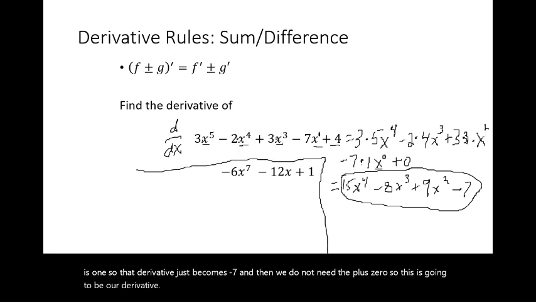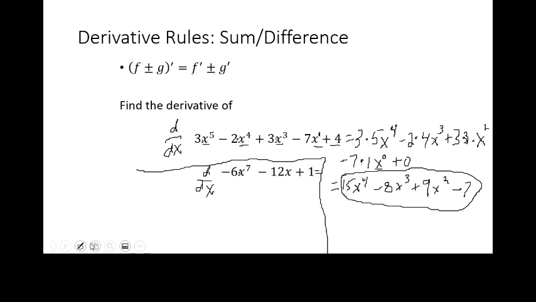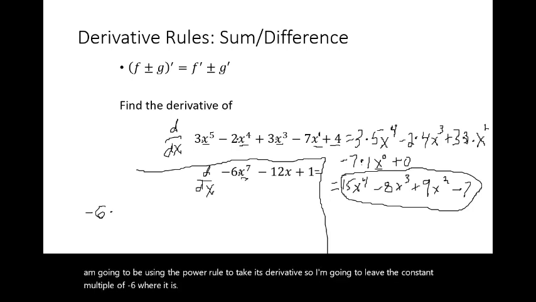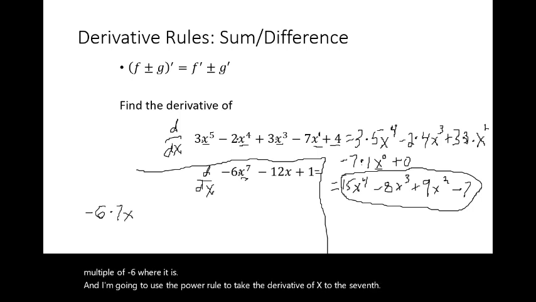So then for this next one, if we are taking the derivative, because all of these powers are numbers, I am going to be using the power rule to take its derivative. So I'm going to leave the constant multiple of negative 6 where it is, and I'm going to use the power rule to take the derivative of x to the 7th. So I'm going to move down the power and then decrease the power by 1. 7 minus 1 is 6.